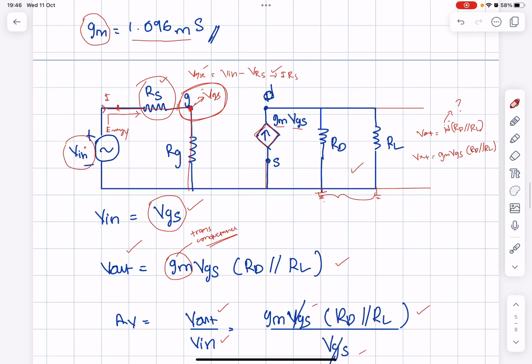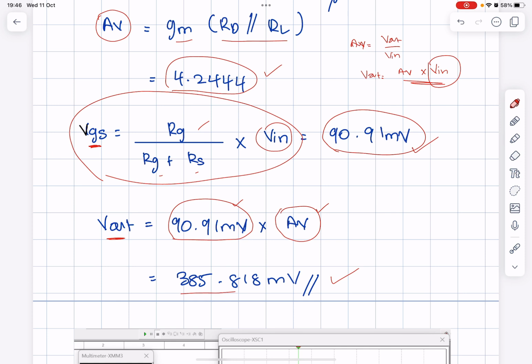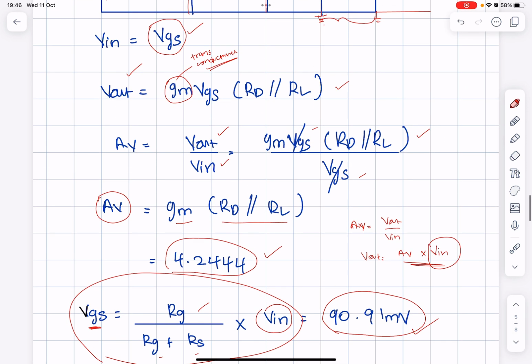So in your lab 9, the Vn here is given, equal to 100 millivolt. Okay. So RG divided by this, then VGS in the end you get 90.91 millivolt. So you can calculate Vout equal to 90.91 millivolt, which is your Vin, times Av. So in the end you get 385.818 millivolt.